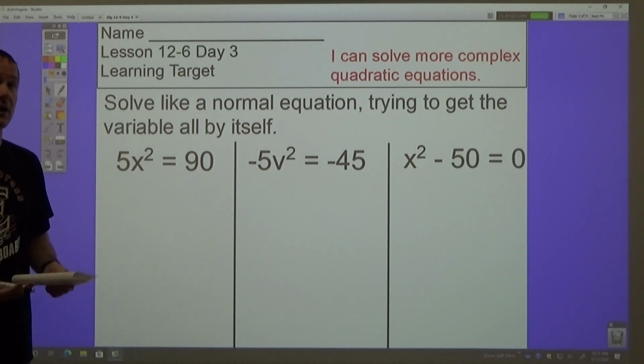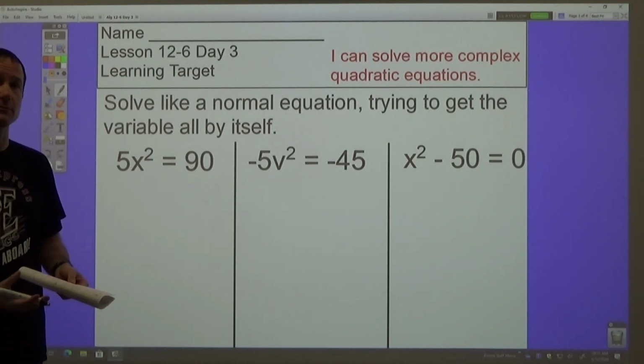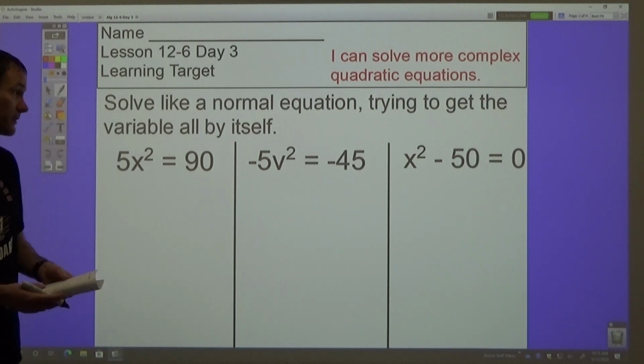Half the answers you're going to have to round to the nearest tenth, and half of them you're going to have to put in simplest radical form. So make sure that you're reading the directions.